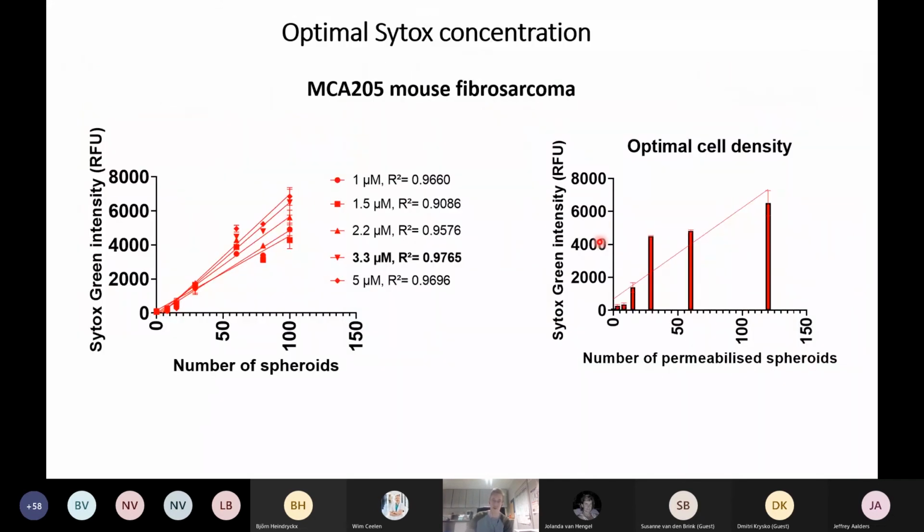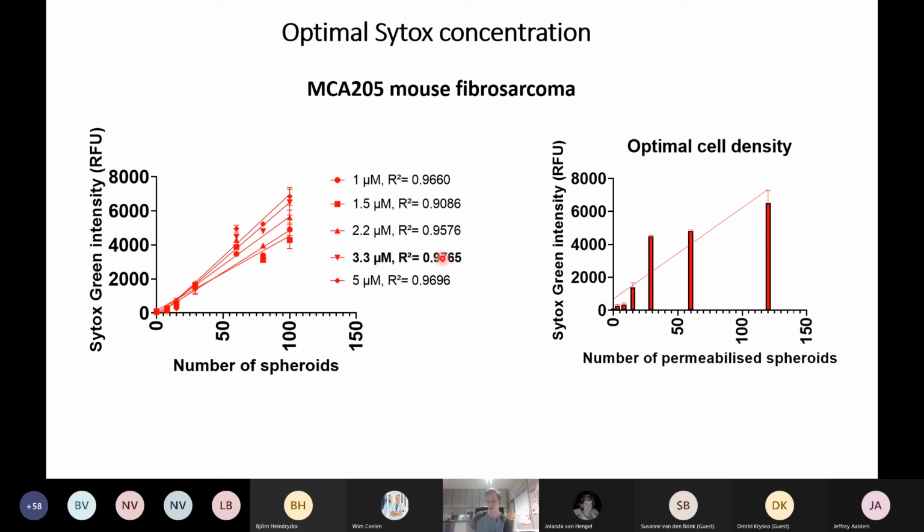First, we optimize the Cytox concentration. For this, a linear correlation is required between the fluorescence intensity after Triton treatment and the number of spheroids seeded per well. R² is a measure of linear correlation, and this was used to determine the optimal concentration. As you can see for this cell line, 3.3 micromolar had the highest linear correlation, and this was then used in all following experiments with this cell line.